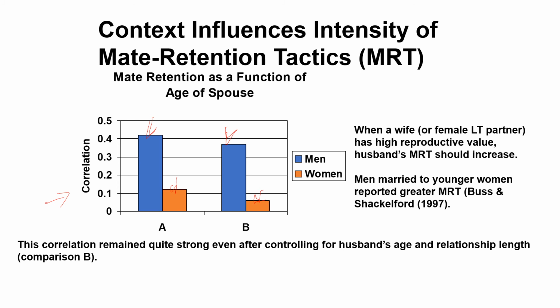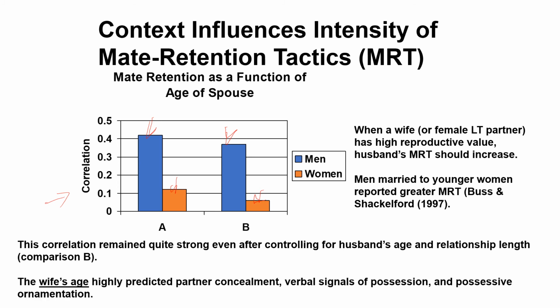That's what comparison B was. So the wife's age highly predicted partner concealment tactics, verbal signals of possession, and possessive ornamentation. So the mate retention tactics that were used based on wife's age tended to be more in the domain of concealment as well as signals of possession. Again, we're not talking about ethics here. We're talking about the actual behaviors that people engage in.